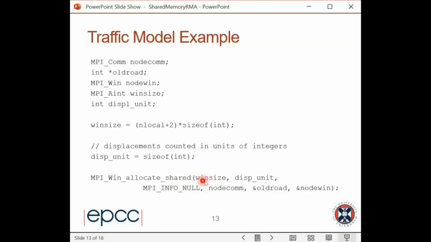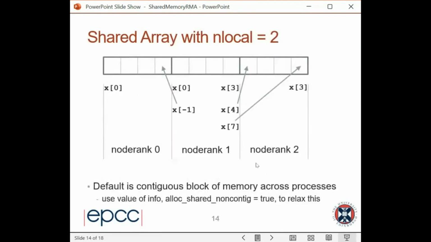So I call MPI_Win_allocate_shared with size n_local plus 2 times size of int, displacement unit of size int, info null. Node_com is something I previously computed. I now get old_road back as a pointer, so it's now pointing to this allocated data, and node_win is my window. I need this for doing synchronization. I need this for doing direct read and write.